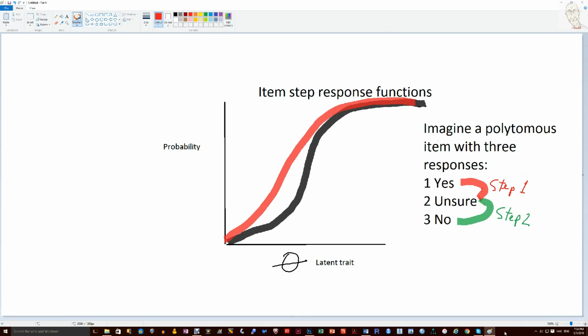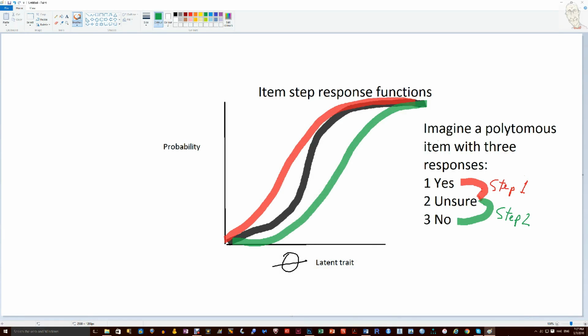So what do you think the step 2 will look like, given that it represents more of the latent trait? In other words, it represents more difficulty. Step 2 will look something like this in green. It will be further along the latent trait than step 1 because it represents more difficulty. And please note that the item characteristic curve, represented in black, lies somewhere between the item step response functions.